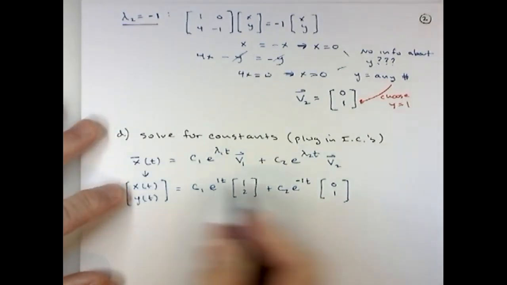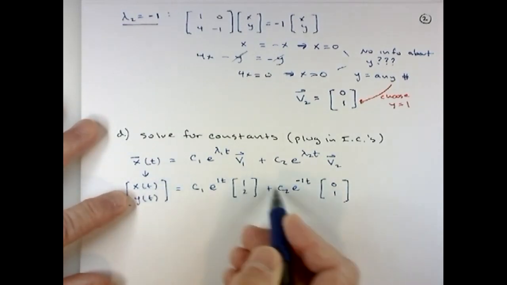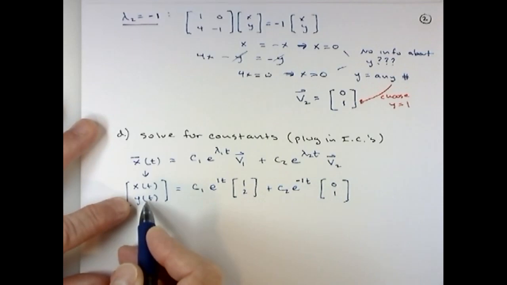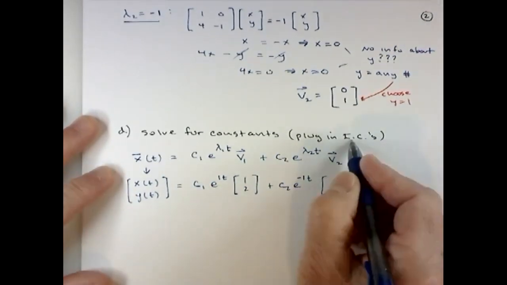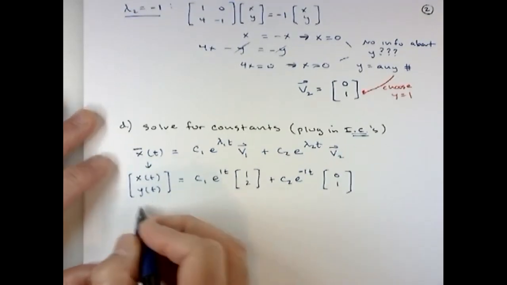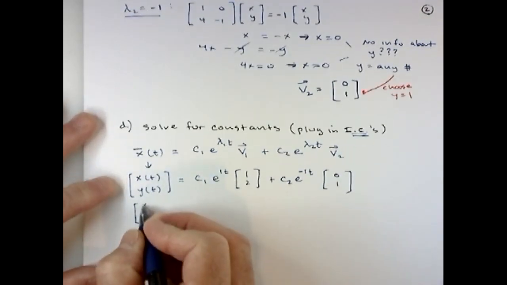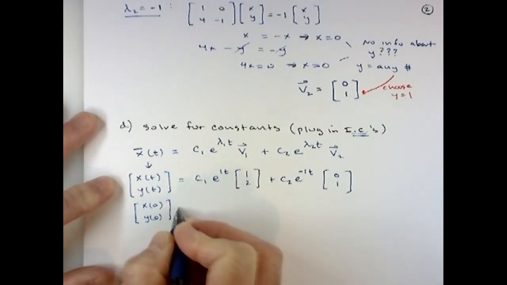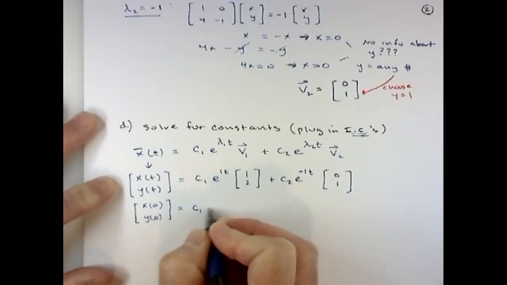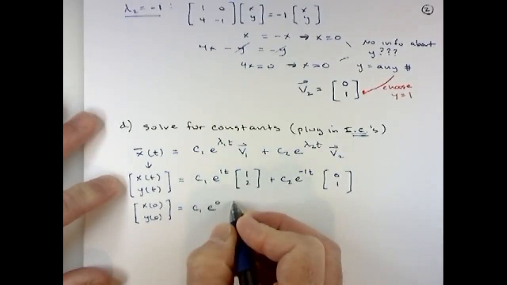So there's 2 equations there, right? There's x of t, which is this times the top values of the eigenvectors, and y of t is this times the bottom values. So plugging in the initial conditions, which would be when t is 0, so I want to do x of 0, y of 0. And that's going to be, if I put in 0 for t, e to the 0 is just going to turn into 1.